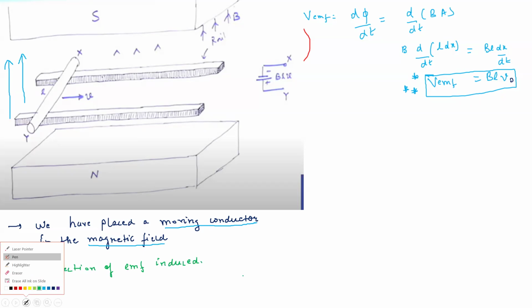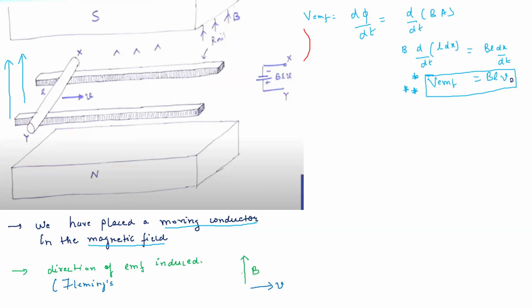So how will it be? Let me draw. This is the direction of the magnetic field, this is B. Now, what about the movement? Movement is in this direction, V. So now by using Fleming's right hand rule, we can find the direction of the EMF induced.